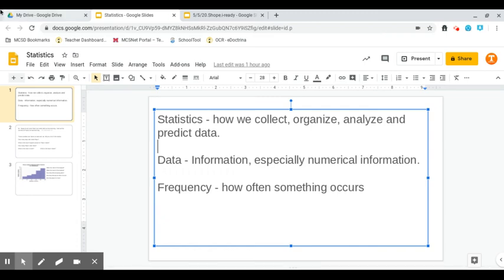Hey, we're going to do some practice problems on statistics right now. Brand new module, the last module of the year. And the first thing I'd like to give you is some vocabulary words. And the first thing is, what are statistics?